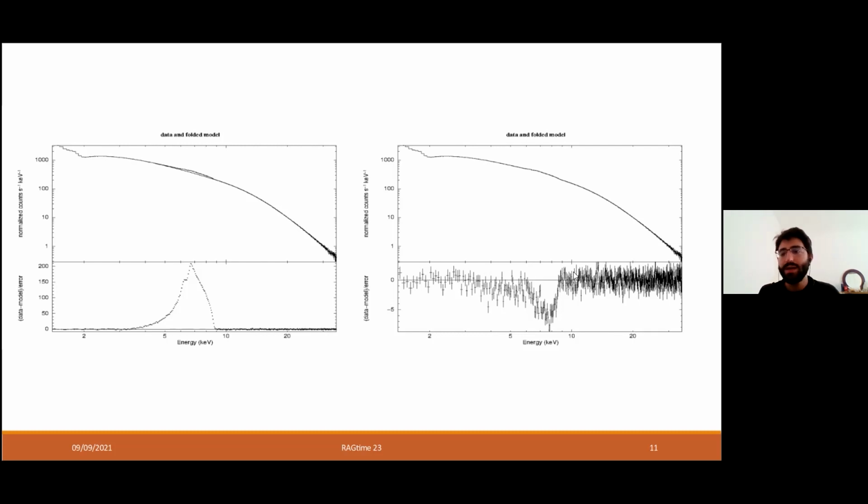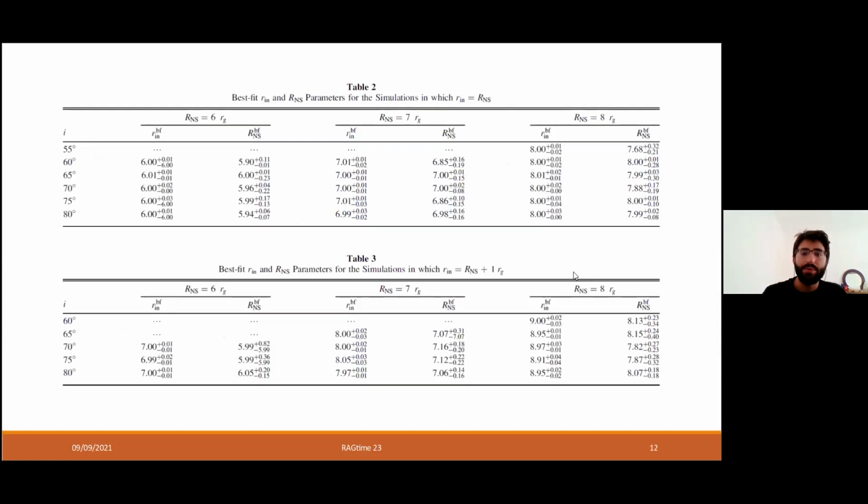And we simulated many of those configurations. In particular, we simulated configurations ranging between 55 degrees and 80 degrees of inclination for 3 different neutron star radius to mass ratios.